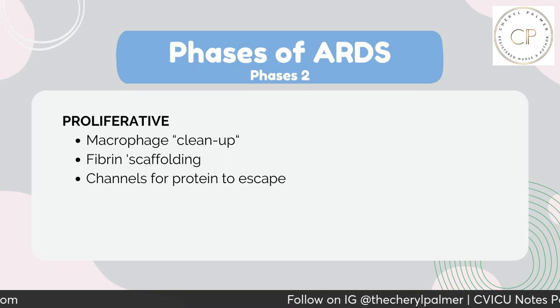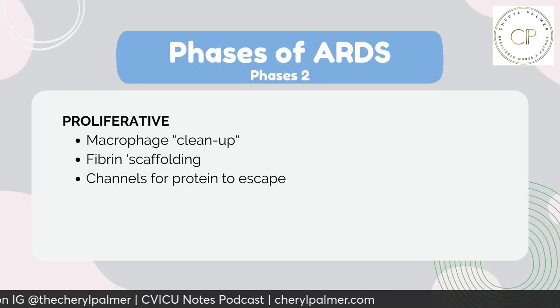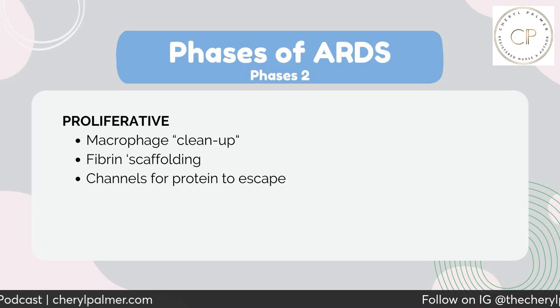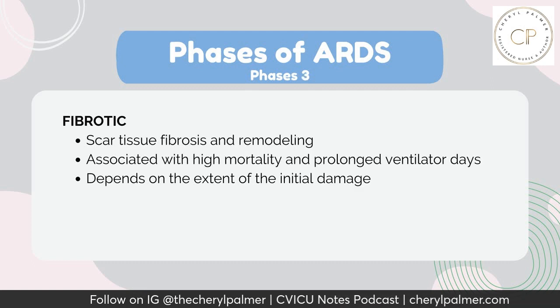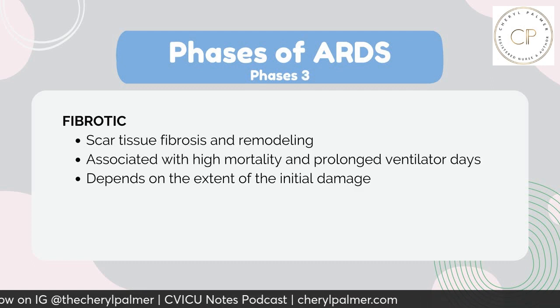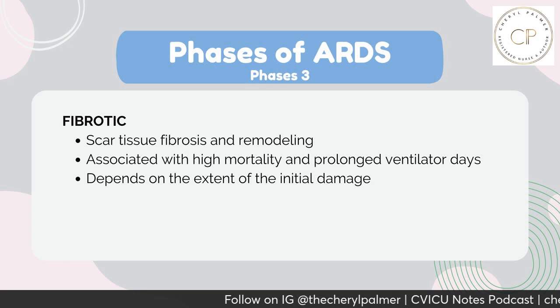There's a proliferative phase. The macrophages are cleaning up, there's fibrin forming scaffolding, and then channels are opened up for the protein to escape. So there's leakage. And then you have phase 3, which is fibrotic. There's scar tissue, fibrosis, and remodeling that's occurring, associated with high mortality and prolonged ventilator days. And this depends on the extent of the initial damage.